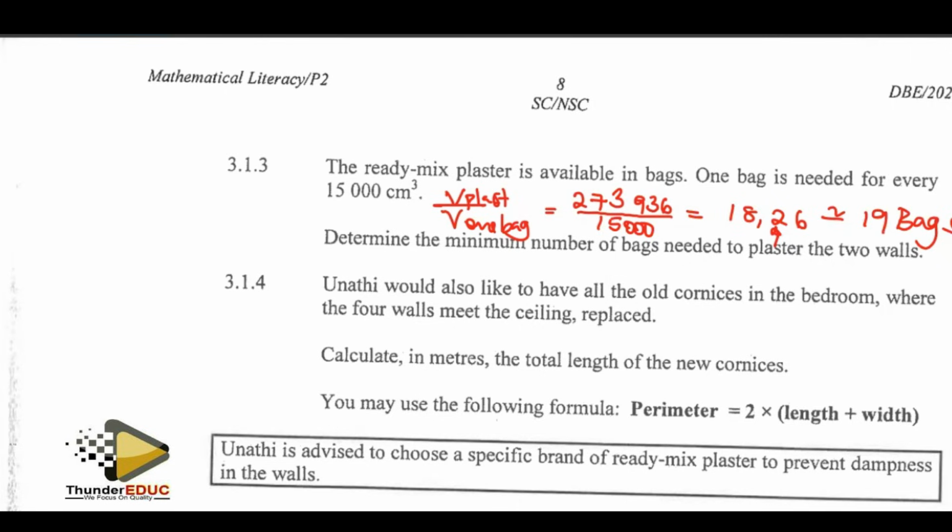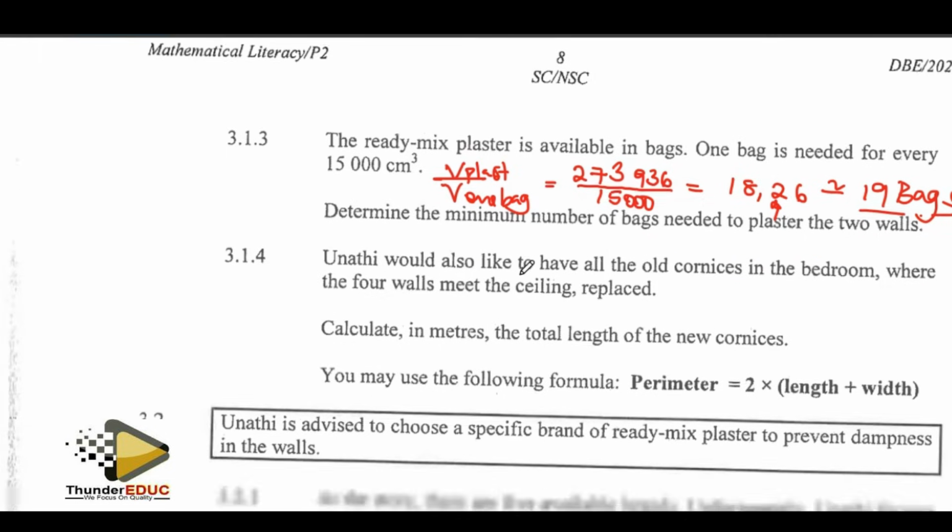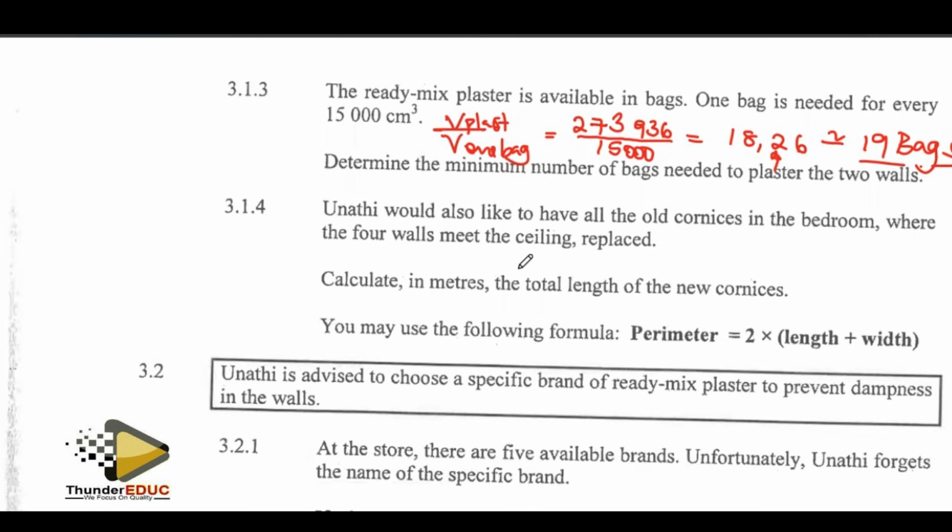However, they won't use it fully. They will use part of it. That's why she needs, or he needs, to buy 19 bags. Determine the minimum number of bags needed to plaster the 2 walls. 19 bags.